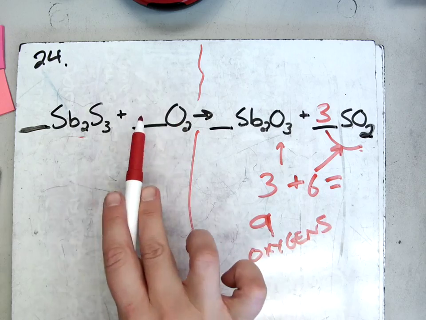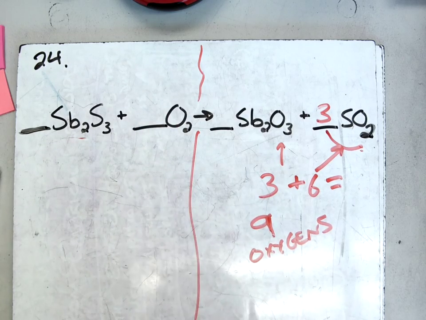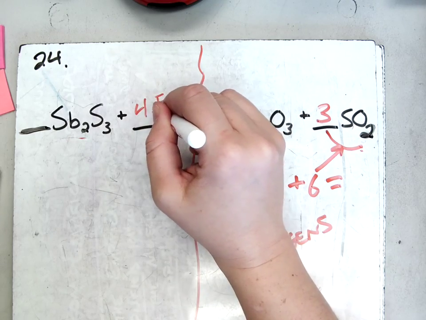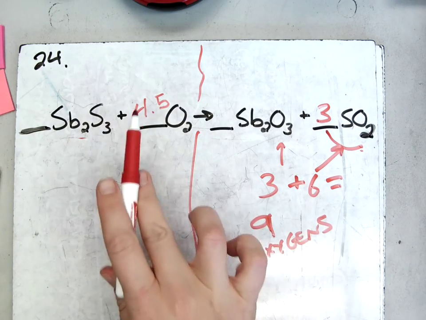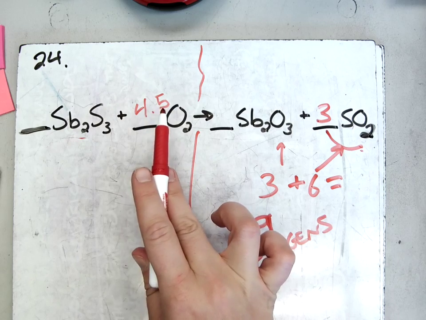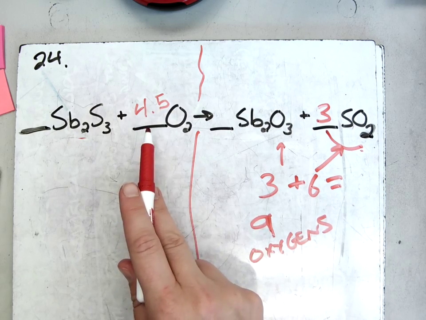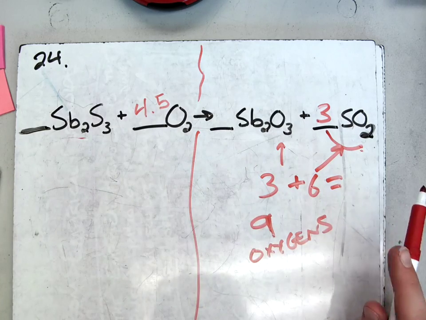Okay, 2 times what equals 9? Well, nothing. Or you can think 4.5, right? But we know that's no good. It's no good to write 4.5. It's mathematically good though. So why don't I write it and then double everything?